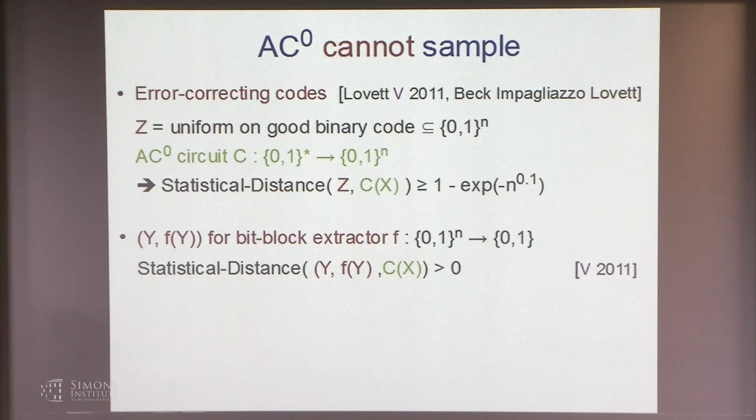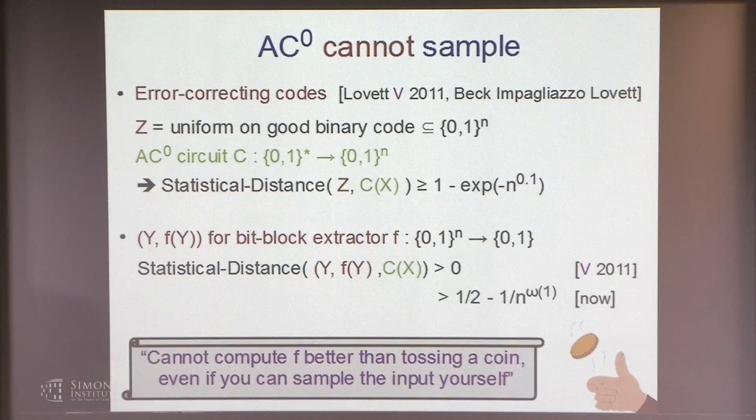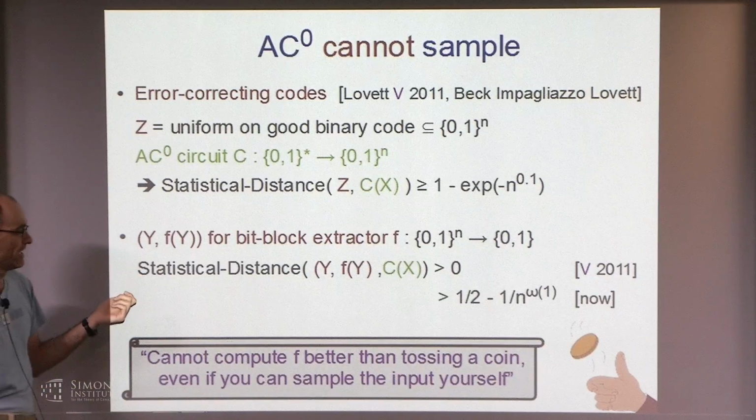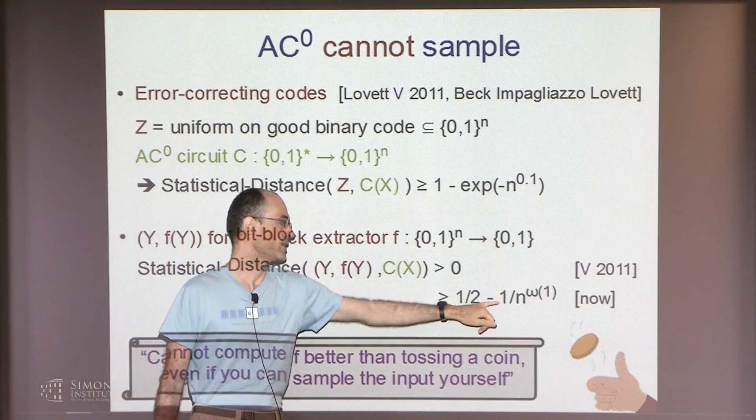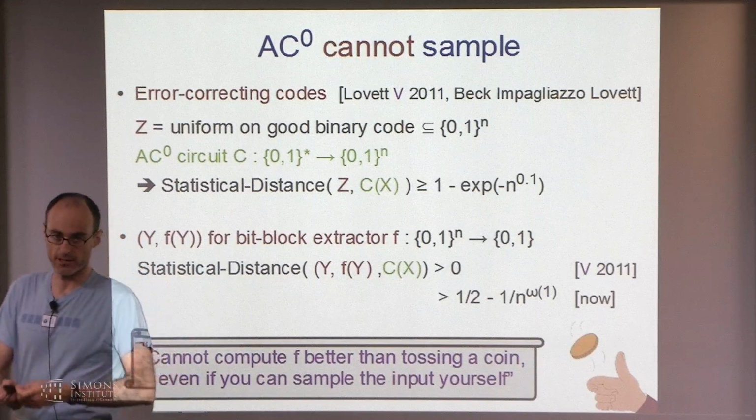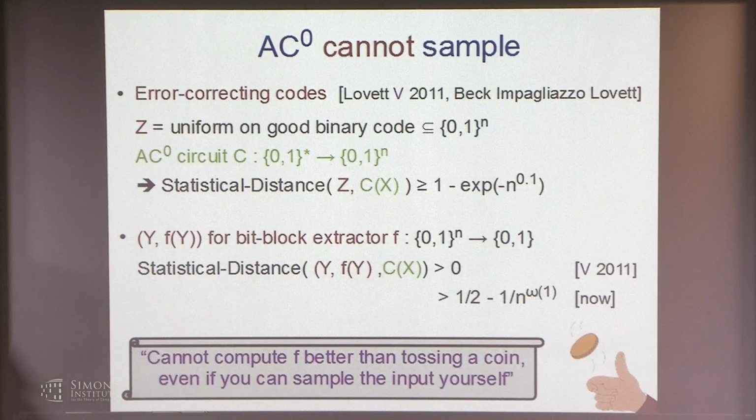And then recently we improved this result to something very close to half. For the same function, it's possible to show that the statistical distance is superpolynomially close to half. Half is the best you can hope for, because a uniform y and 0, versus a uniform y and 1, have statistical distance half. So this gives a function that you cannot compute much better than tossing a coin, even if the circuit gets to sample the input itself. Something which wasn't known.